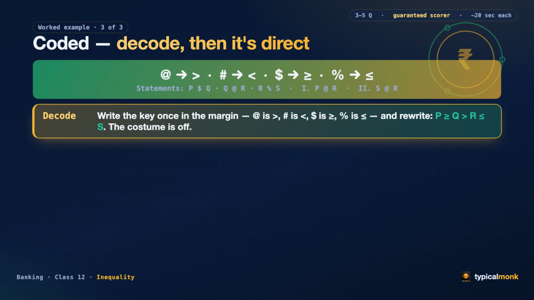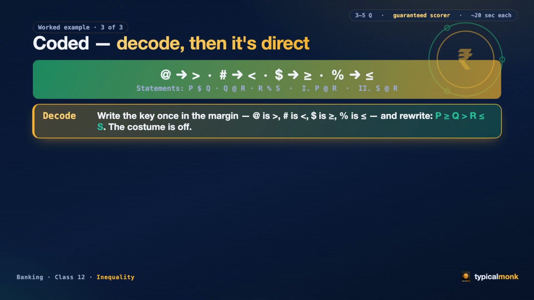The third worked example. Now the costume changes. Coded inequality. The code key: @ means greater than, # means less than, $ means greater than or equal to, % means less than or equal to. Statements: P $ Q, Q @ R, R % S. Conclusions: 1. P @ R, 2. S @ R.